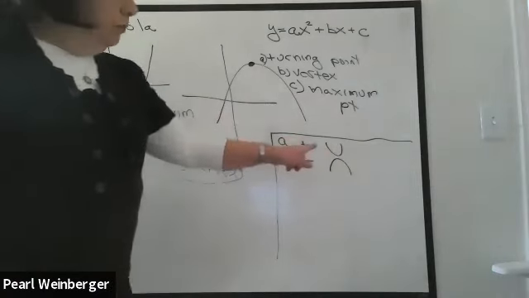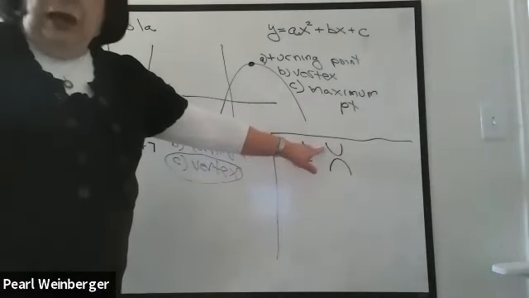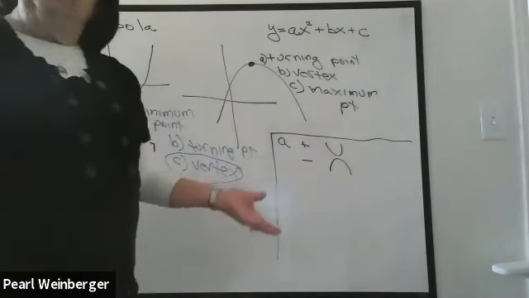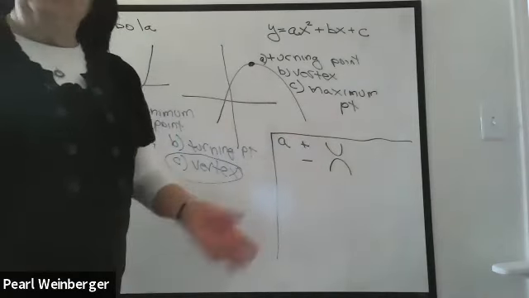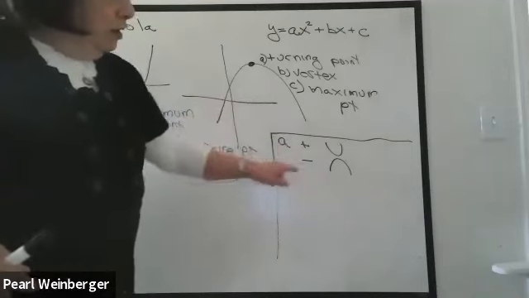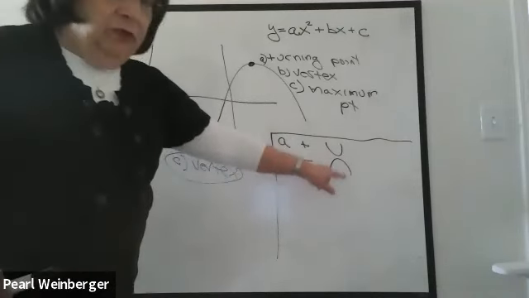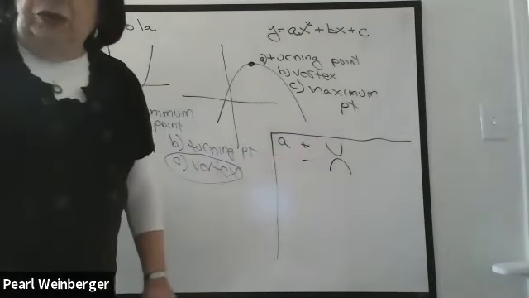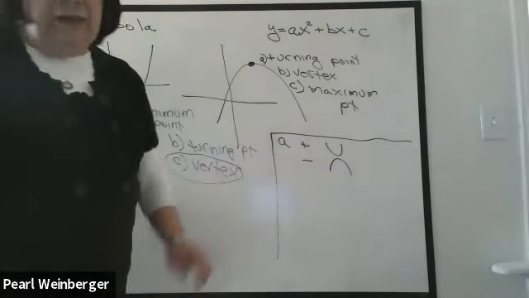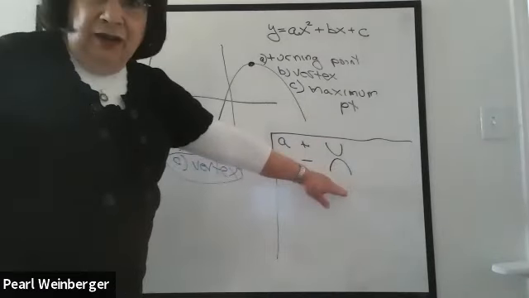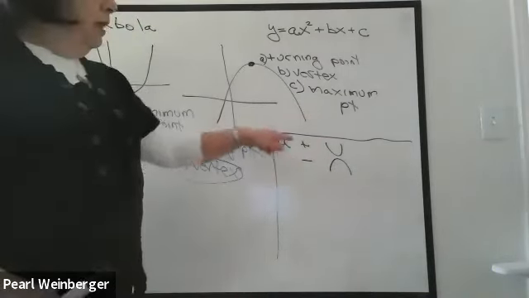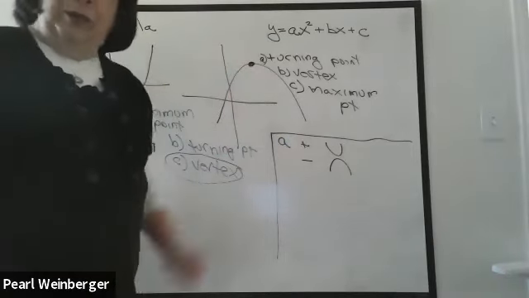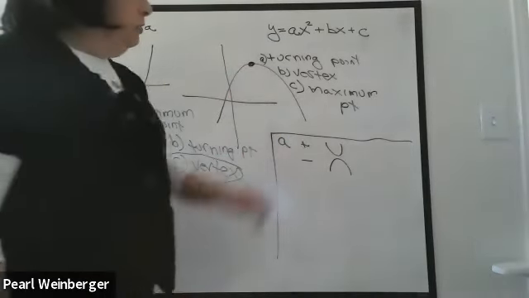Easy way to remember that. Notice an opening up parabola looks like a smile. When somebody is positive, when they have a good attitude, when they're in a good mood, they smile. When somebody is down, they frown, and they're in a negative mood. They don't feel like doing anything. So negative is a frown, opening down. Positive is a smile, opening up. So that's a good way to remember this.